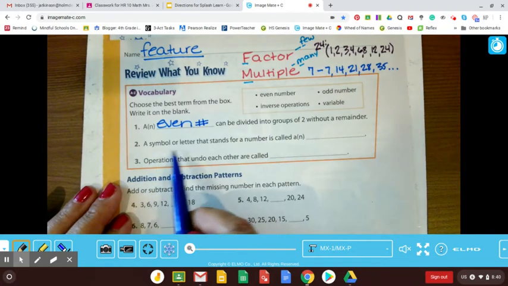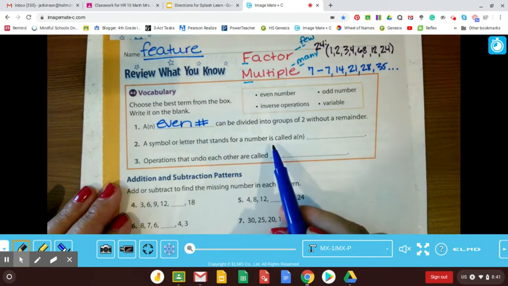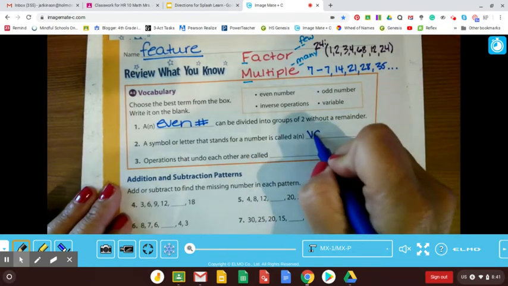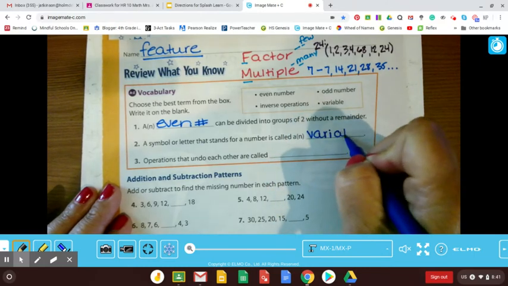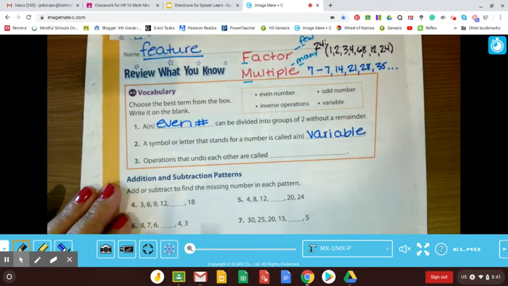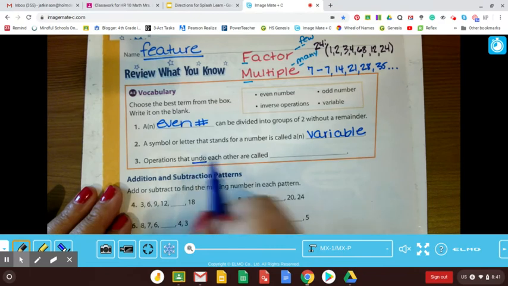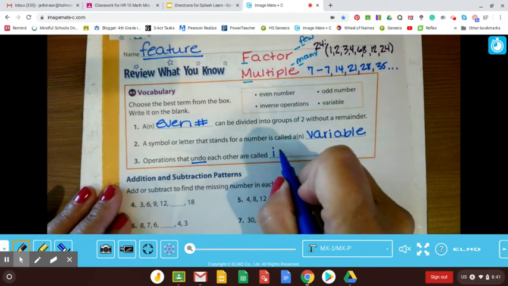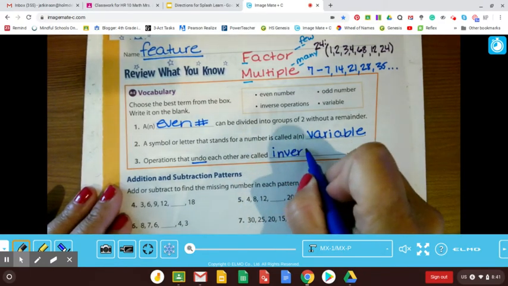Okay, how about a symbol or letter that stands for a number? Oh, that's a variable. Fill this in on your paper. Operations that undo each other are called inverse operations.